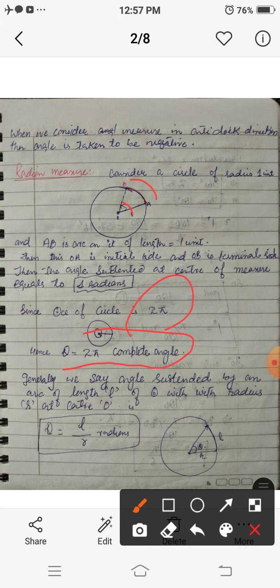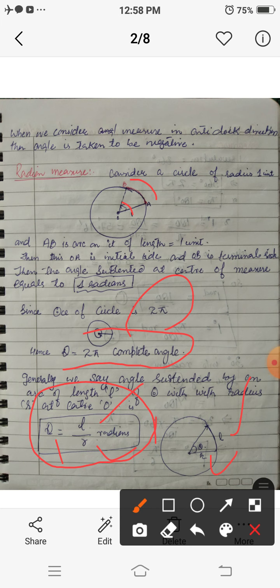So generally, if we have a circle whose radius is r, and there is an arc whose length is L meters or L units, then the angle subtended by this arc at the center of this circle is given by theta. Theta is equal to the length of the arc upon the radius of the circle. This theta equals L by r is the angle measured in radians.